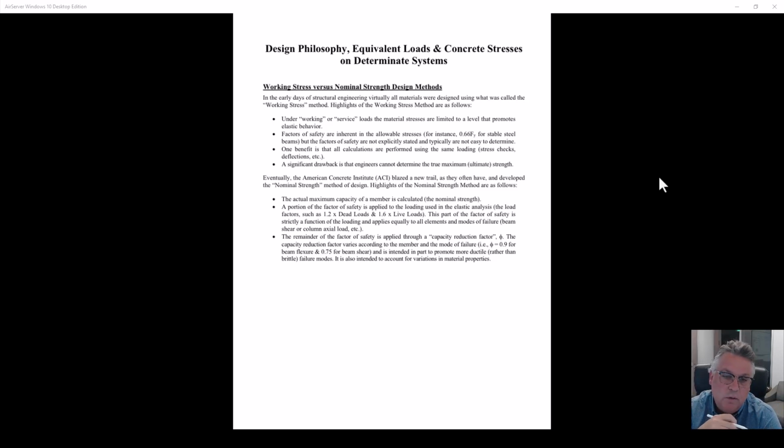Most of you young people, when I was a young person, most materials were designed using something called working stress. Allowable stress, working stress, went by a number of names. The concept of LRFD, load resistance factor design, strength design, nominal strength design, ultimate strength, again, those go by a lot of different terms. That was a concept that only was used by concrete.